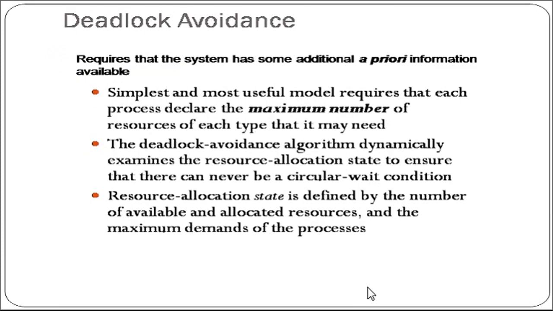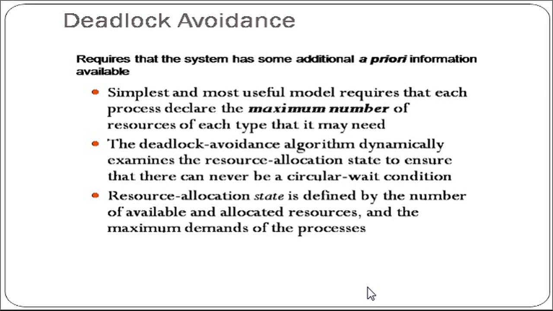By considering all these four criteria, if we still cannot prevent the deadlock, then we will go for deadlock avoidance methods. In the deadlock avoidance method, various algorithms exist. Here, it requires that the system has additional prior information available, including the information about the number of resources required in future. It is the simplest and most useful model that requires the maximum number of resources of each type that may be needed.